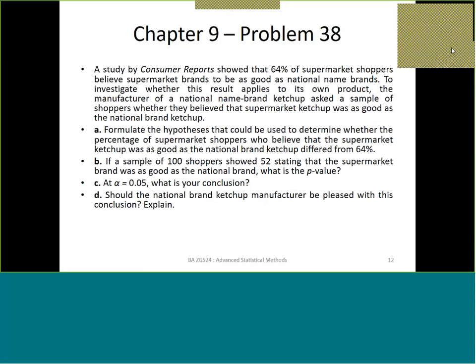If a sample of 100 shoppers showed 52 stating that the supermarket brand was as good as the national brand, what is the p-value? And at alpha equal to 0.05, what is your conclusion? Should the national brand ketchup manufacturer be pleased with this conclusion? Explain. So if you see, again it is a research hypothesis.